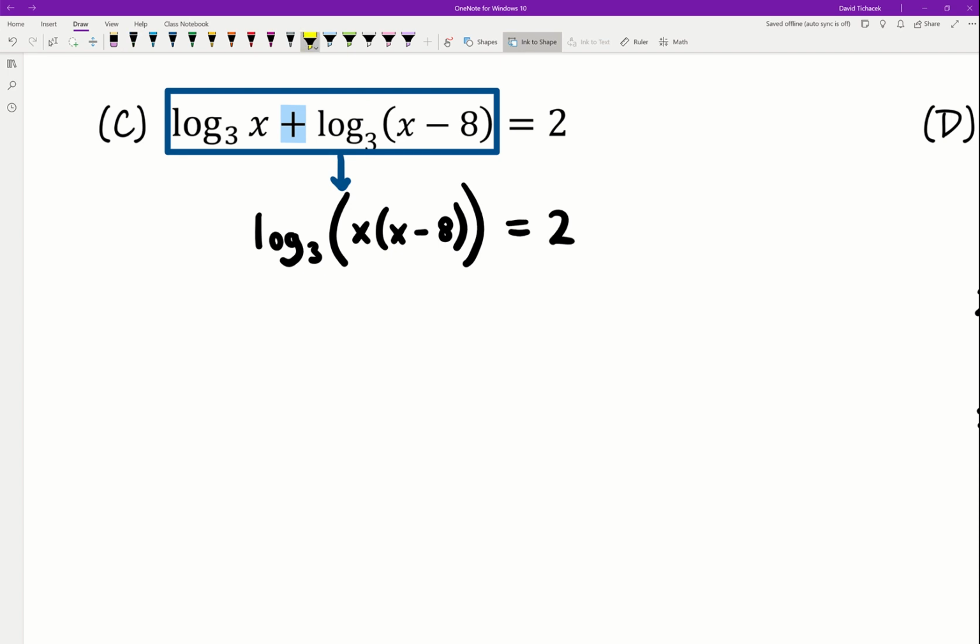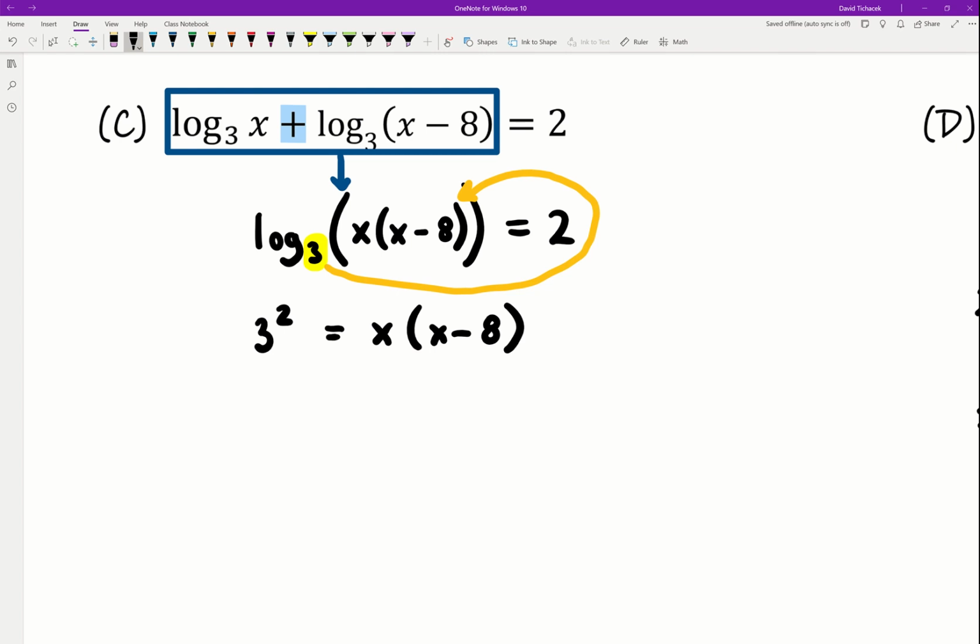So now that we've condensed this down to a single log, we only see we have 1 log in the equation. We can go ahead and solve here by converting this over to its exponential version, okay? So we could say 3 to the power of 2 is equal to what we have inside there. So 3 to the power of 2 is equal to x times x minus 8. In which case, we could just go ahead and solve this like a quadratic. So 3 squared is 9. Distributive property says that the right-hand side turns into x squared minus 8x. And then we could bring that 9 over. 0 is equal to x squared minus 8x minus 9.